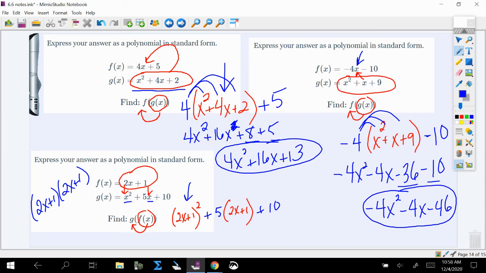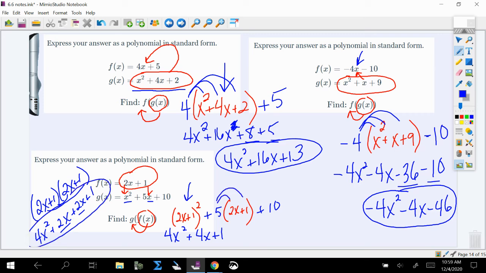So I'm going to have to FOIL. 2x times 2x, that's your first, is 4x squared. My outer 2x times 1 is going to be 2x. My inner is also going to be 2x. And then my last is going to be 1. And then I'm going to add my like terms. So when I square it out, I come back over here. I get 4x squared plus 4x plus 1. That's basically doing some work off to the side.